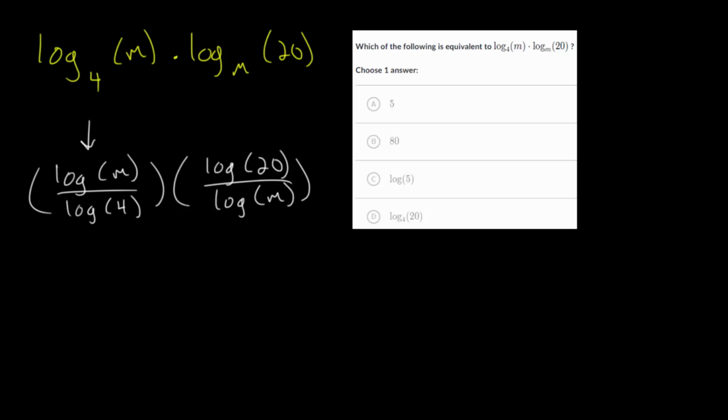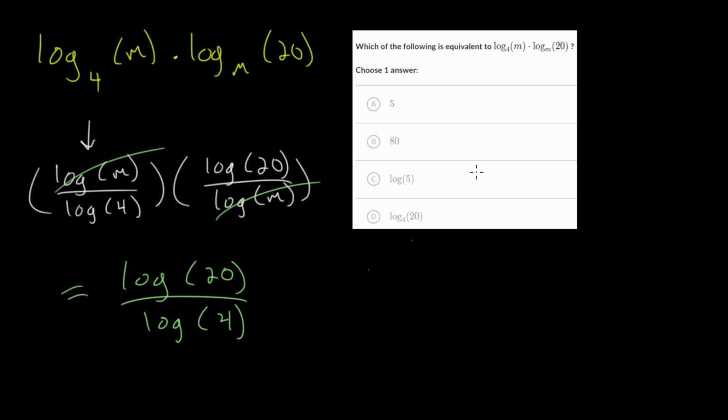Now for this one, notice we have common log of m in the top and the bottom, so those are going to cancel. And so we just have log of 20 divided by log of 4. Now this is not one of the answer choices. You might be tempted to say it's D, and in fact that is the correct answer, but let's understand it. At this point, we're essentially going to use the change of base rule in reverse.